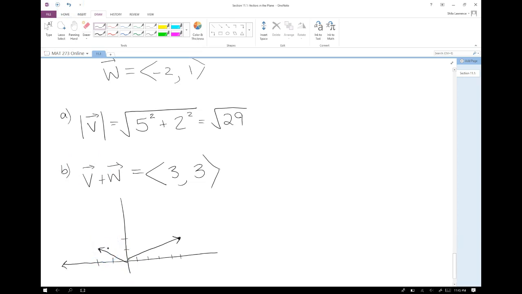And if we make a parallelogram out of them as best we can, remember we want those opposite sides parallel. Our sum is the diagonal that's in standard position. And it looks like that diagonal has terminal point 3, 3, exactly what we were able to figure out algebraically.